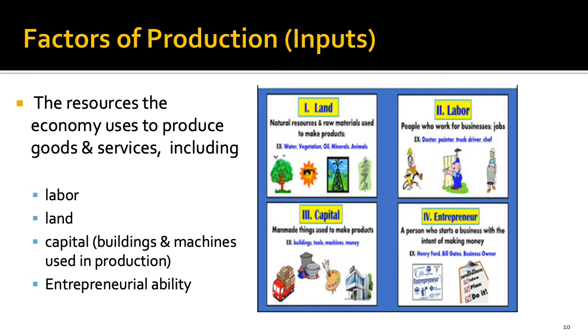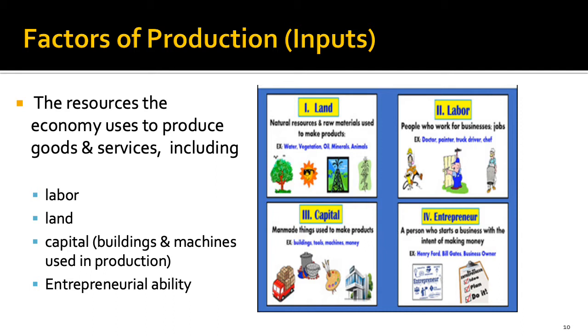What are the factors of production? The resources the economy uses to produce goods and services. These are the inputs. This is what it takes to produce any given good. Those inputs are broadly known as labor, land, capital, and entrepreneurial ability.